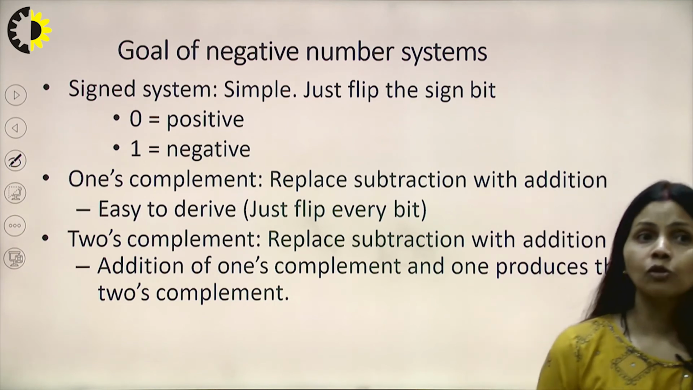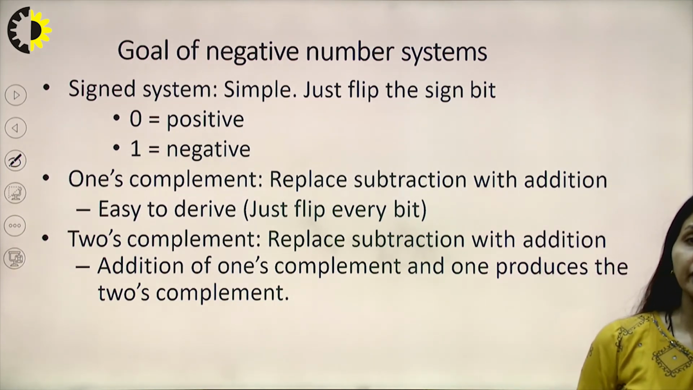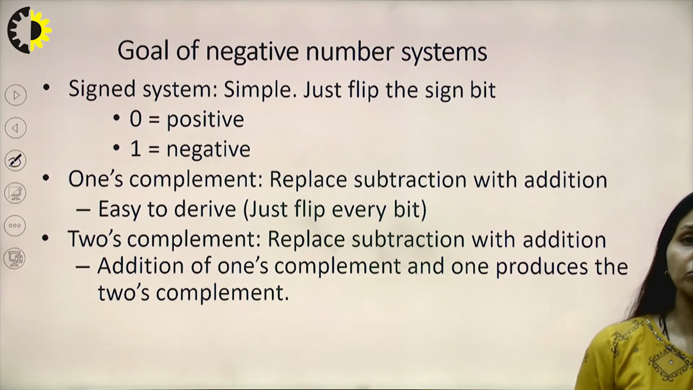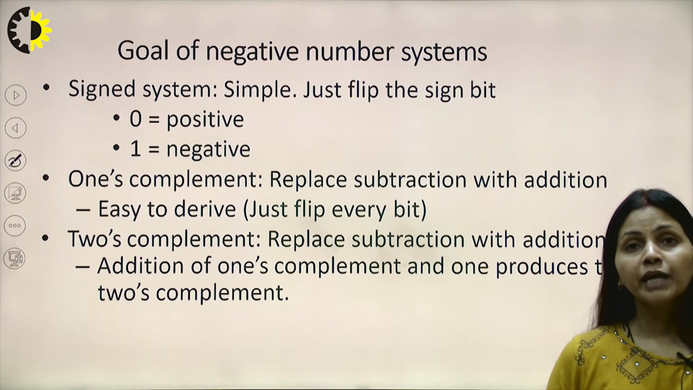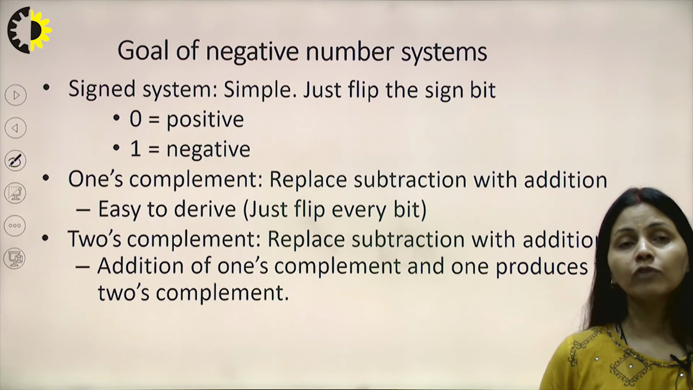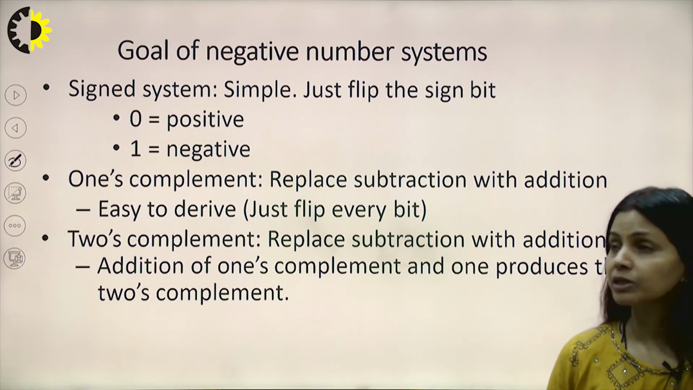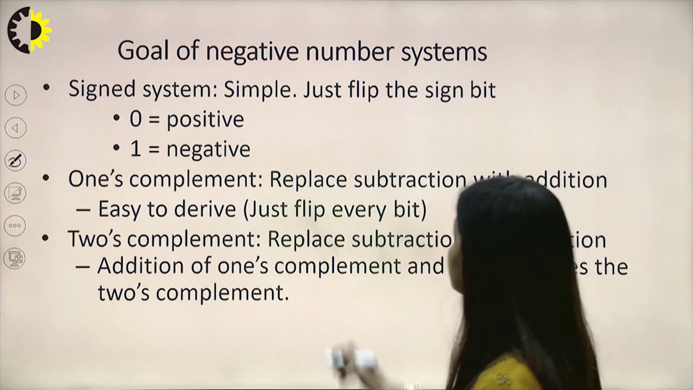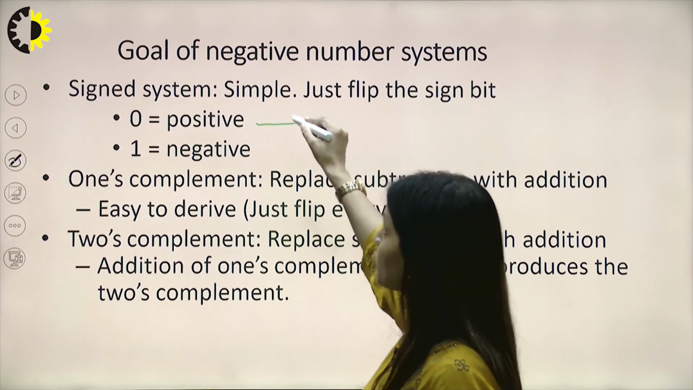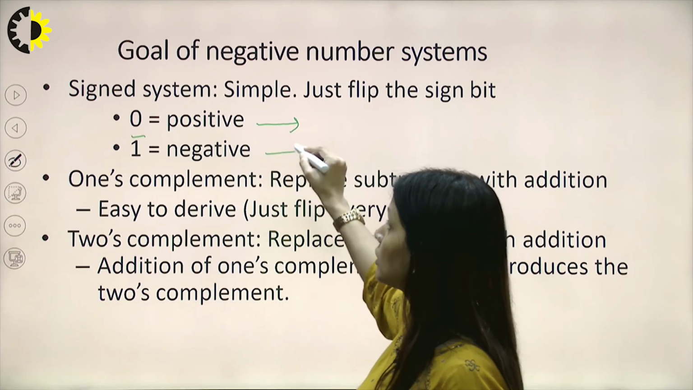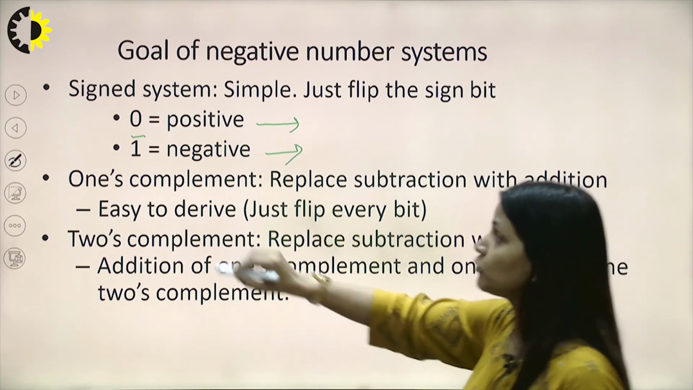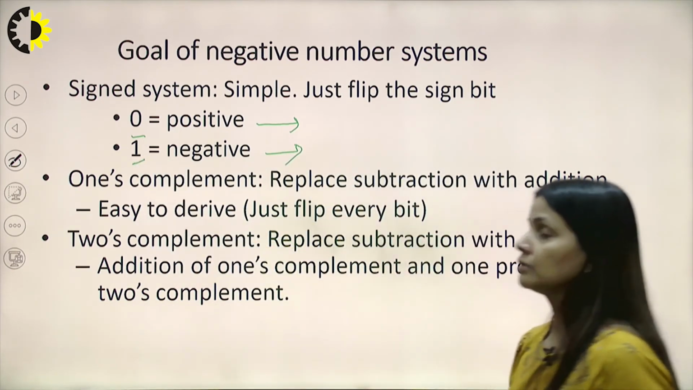The signed number system is very simple. That means we will write the magnitude in binary form and then, before the MSB, we will put a 0 for a positive number and a 1 for a negative number. Here it is mentioned: for a positive number we put a 0, and for representing a negative number we put a 1.